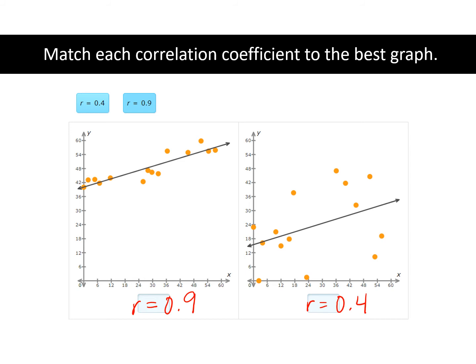So hopefully these examples have given you a little bit more of an idea of how we can use correlation coefficients to describe a scatter plot.